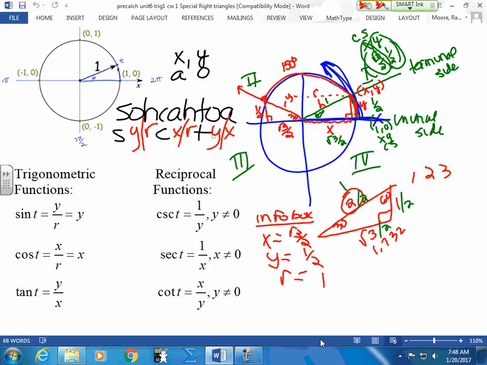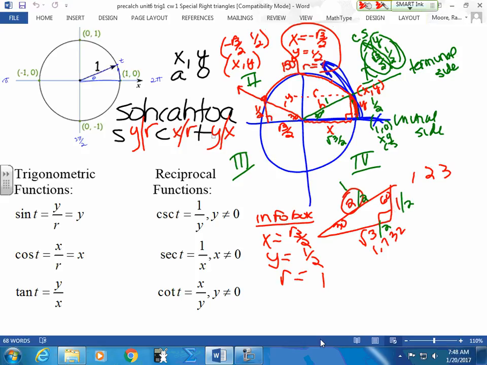What's the point here? This point is an xy point. Is x positive or negative here? Negative. Is y positive or negative here? Positive. So now when we make our information box, we're going to say x equals negative radical 3 over 2, y equals 1/2, and r equals 1. So that's all I need to look at when I make my sine, cosine, tangents of a 30 and a 60 degrees.